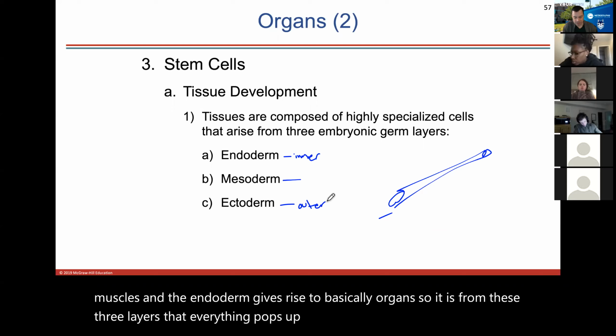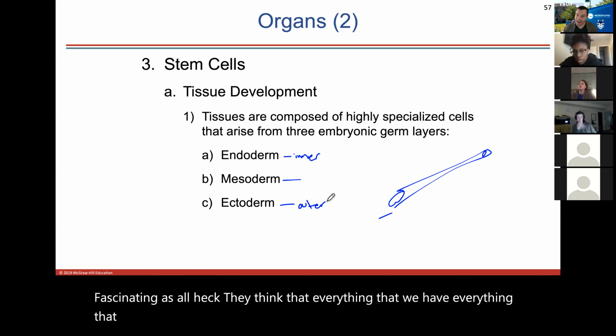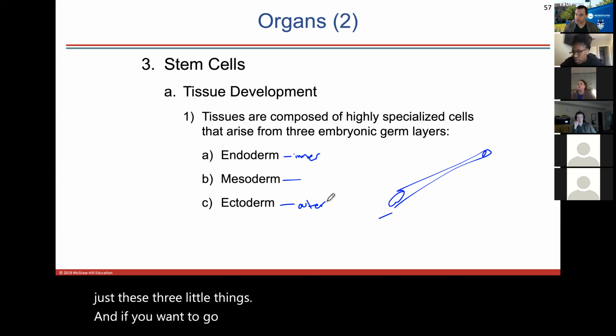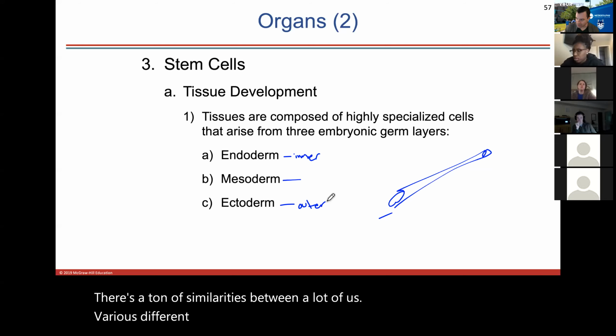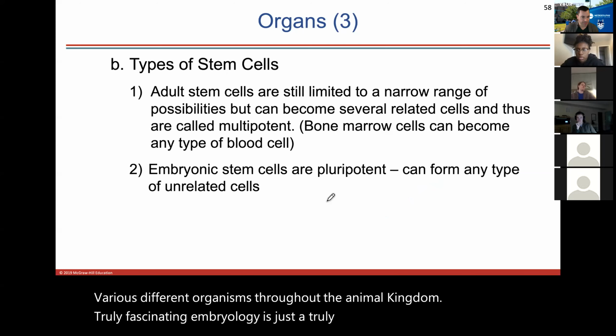And it is fascinating as all heck to think that everything that we have, everything that you see in the mirror, everything inside of us, comes from just these three little things. And if you want to go really deep, comparing how organisms undergo development in utero, there's a ton of similarities between a lot of us, various different organisms throughout the animal kingdom. Truly fascinating. Embryology is a truly fascinating class if you ever get to take it.